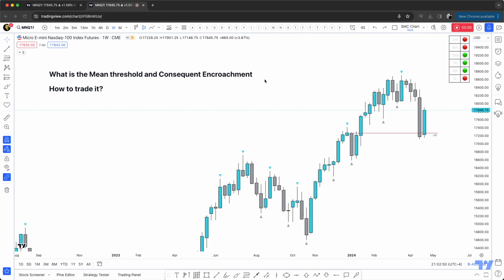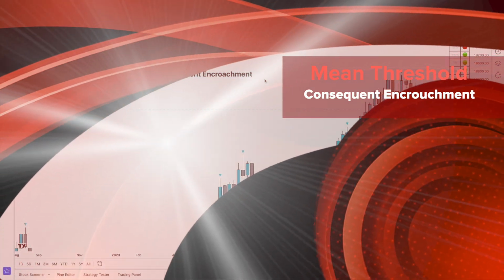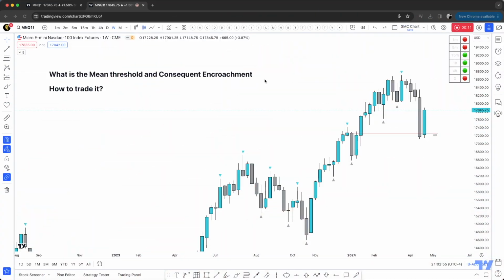So this opportunity, I want to talk about the mean threshold and consequent encroachment. This is one of the things that is actually very difficult and sometimes overwhelming from ICT techniques. And what confuses a lot of people, of course, is the actual wording, right? All this terminology, these weird words that are used in this type of technique, confuses a lot of traders.